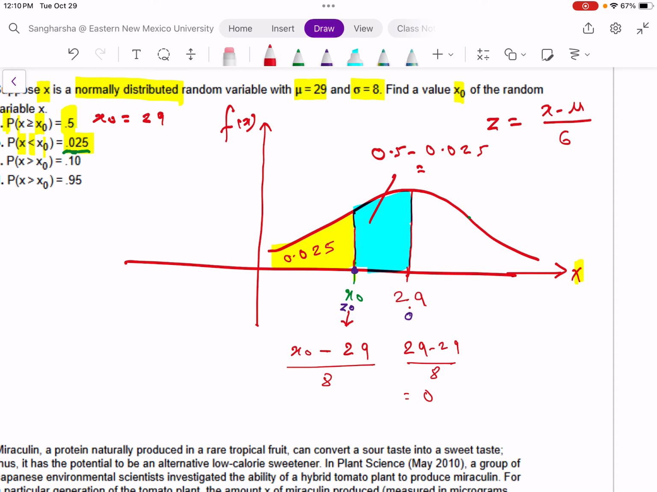Can you help me here? What is this equal to? 0.475. Now we know the area of this region. Now what we can do is look at the G table and look for the probability which is very close to 0.475. Sometimes you might find the exact probability. If you can't find the exact, you are looking for the closest one.